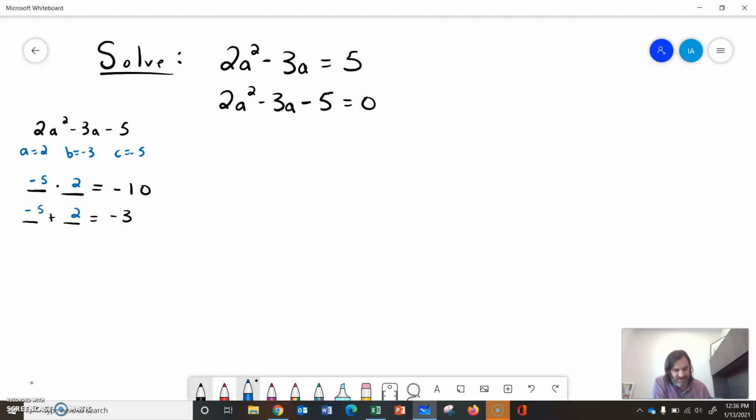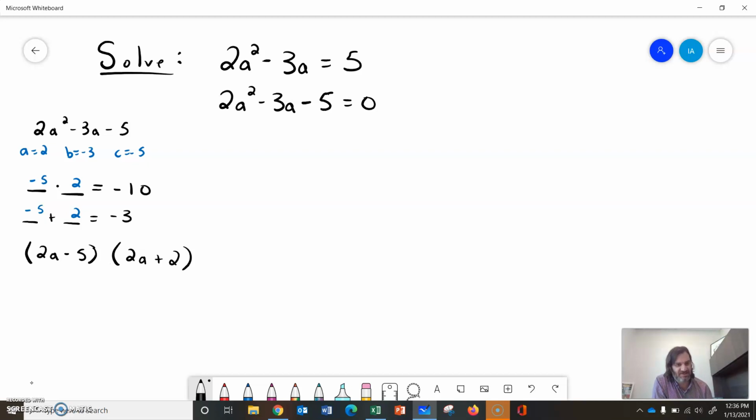And then we'll finish setting those up with two factors that start with 2a. The first one would be 2a minus 5. The second one would be 2a plus 2. That second one looks a little weird, so let me retry it. Write a little bit neater. 2a plus 2.